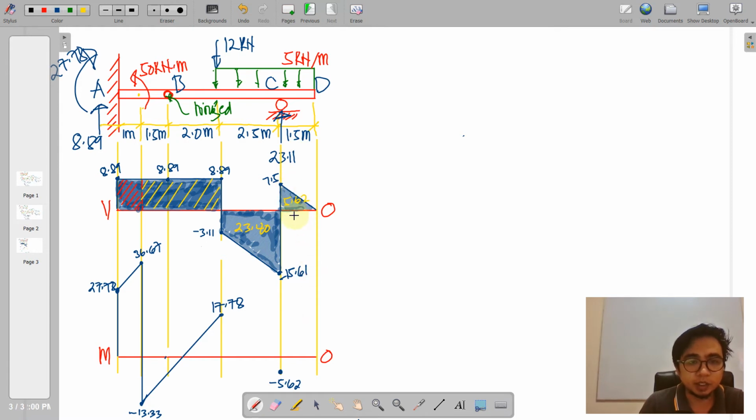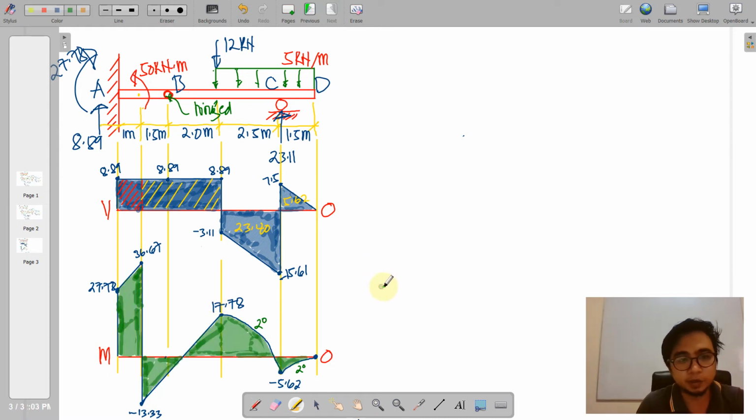So actually that would have an area of 5.62 also. So of course it will go back to 0. So knowing that, we will just connect these lines here. So we have here a decreasing, so the connector is concaving downwards with a second degree curve and another second degree curve concaving downwards. So this will be our moment diagram. Okay, so that is how to do this.